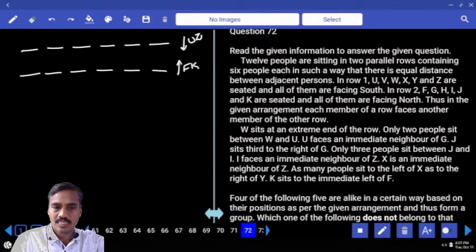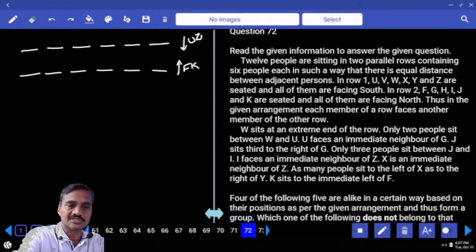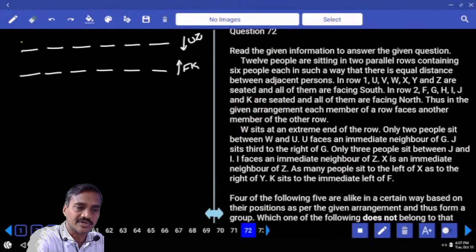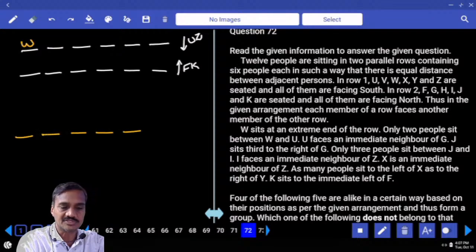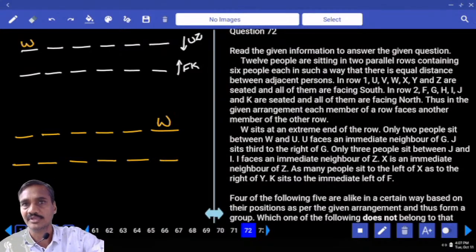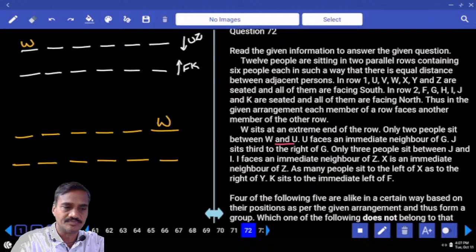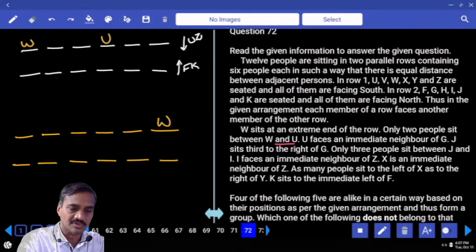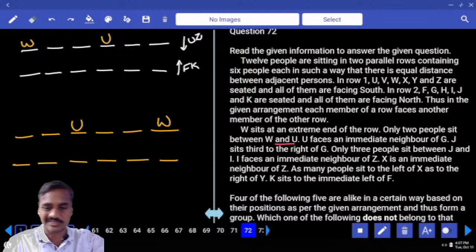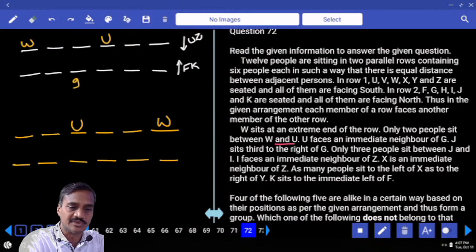W sits at one of the extreme ends of the row. W can be at the left extreme, or W can be at the right extreme. It must be under the first priority only because no parameter is added. And only 2 people between W and U. Here again between W and U there must be exactly 2. And U faces an immediate neighbor of G. G can be here, G can be here.